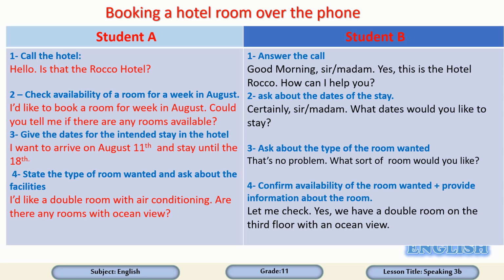Student A then will state the type of the room wanted and ask about the facilities. He or she can say, "I'd like a double room with air conditioning. Are there any rooms with ocean view?"